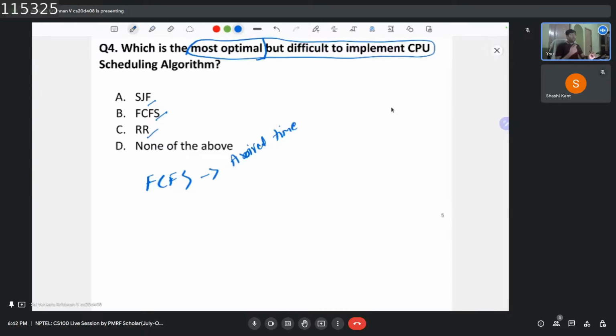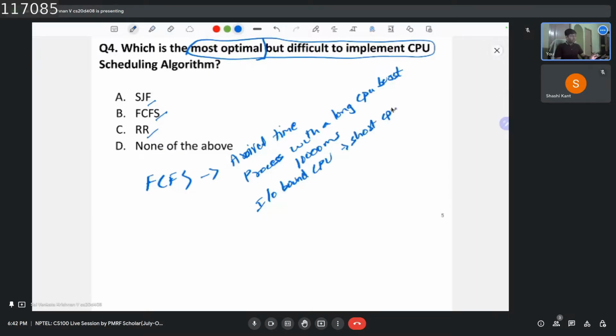And now if, say, a process with a long CPU burst, say 10,000 milliseconds or something, gets scheduled onto that CPU, what happens is that all the other processes waiting in the ready queue, say an IO bound process which has very short CPU burst cycles, should all be waiting for this process which came first and got hold of the CPU and would be executing for 10,000 milliseconds.